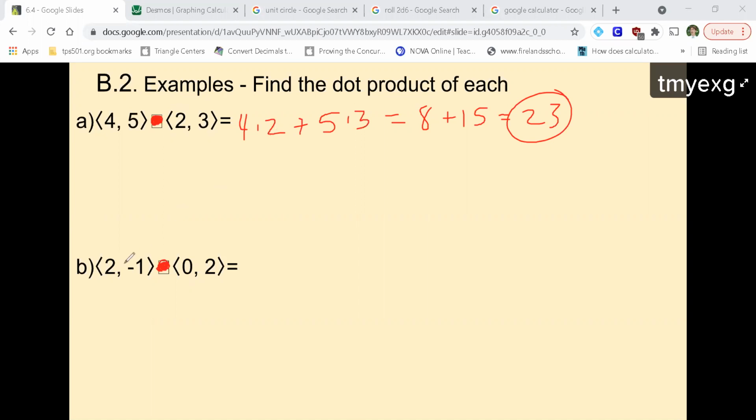If we try this, now let u be (2, -1) and v be (0, 2). If we want to do the dot product of these two vectors, I'm going to take 2 times 0 plus -1 times 2, which is 0 minus 2, which is -2.